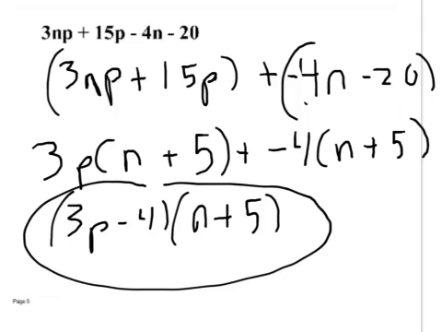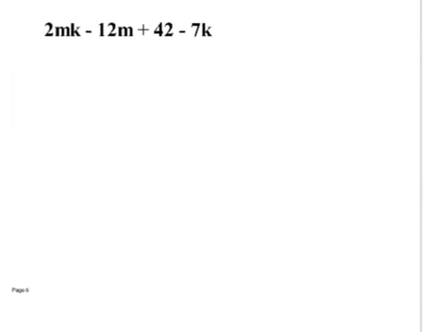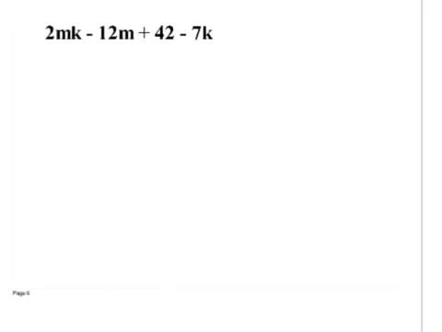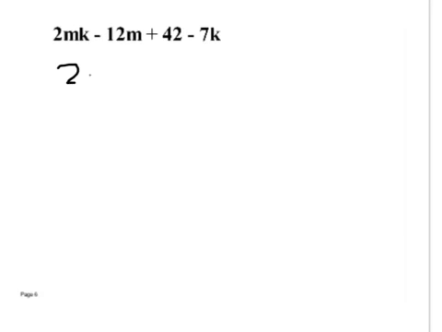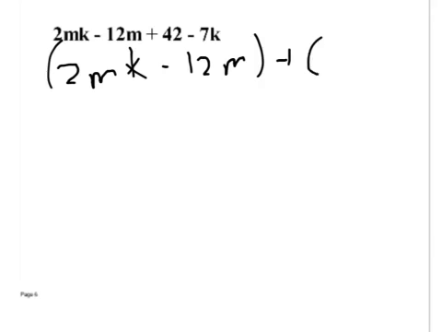Make sense? That's kind of weird. Okay, write this down. 2mk minus 12m plus 42 minus 7k. So I'm going to split these up: 2mk minus 12m and 42 minus 7k.